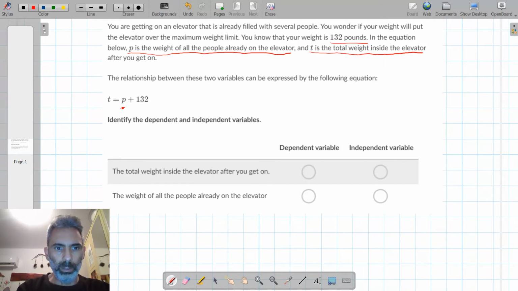So T, the total weight inside the elevator after you get on, is the dependent variable, because T is dependent upon the weight of all the people already on the elevator. So this is the independent variable. Okay.